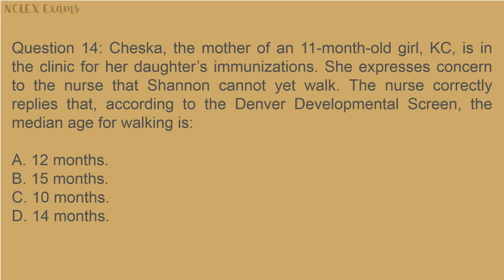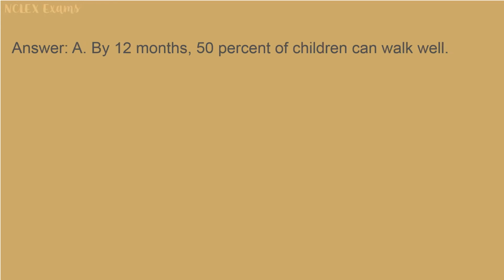Question 14. Cheska, the mother of an 11-month-old girl, Casey, is in the clinic for her daughter's immunizations. She expresses concern to the nurse that Casey cannot yet walk. The nurse correctly replies that, according to the Denver Developmental Screen, the median age for walking is A. 12 months. B. 15 months. C. 10 months. D. 14 months. Answer: A. By 12 months, 50% of children can walk well.